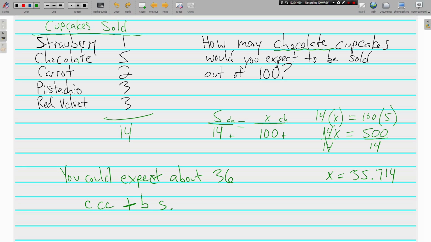You know how to do proportions and cross products. We're just adding a probability element to it so that we can predict things that'll happen in the future.